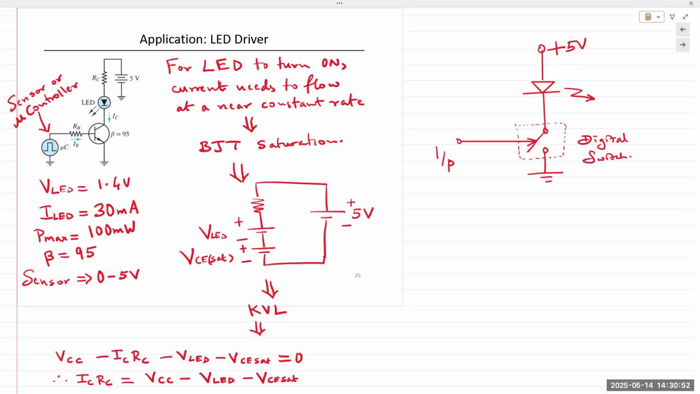This is a digital switch. It's a BJT. And when the BJT is cut off, the switch is off. When the BJT is in saturation, we say the switch is on. Okay, digital switch. That's all we're doing.